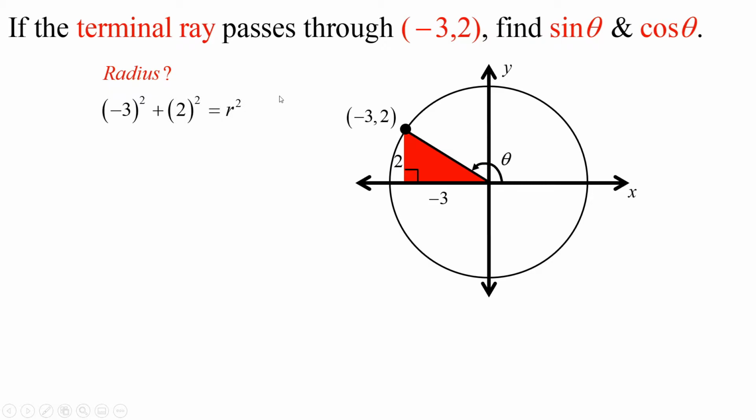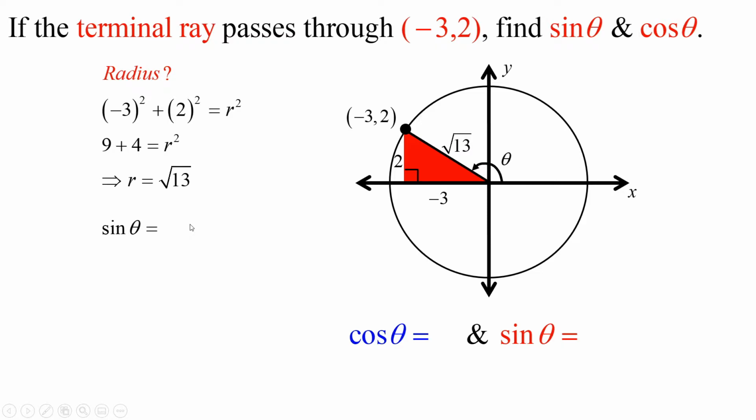And now let's just solve for the radius of this circle. So (-3) squared would be 9, plus 2 squared would be 4, equals the radius squared. Let's square root both sides. The square root of r squared is r, and the square root of 9 plus 4 is the square root of 13. So the radius of this circle is radical 13. There you have it. Now I can use my definitions of sine and cosine. Let's put the definitions down here. Cosine of theta is x over r, and sine of theta is y over r.